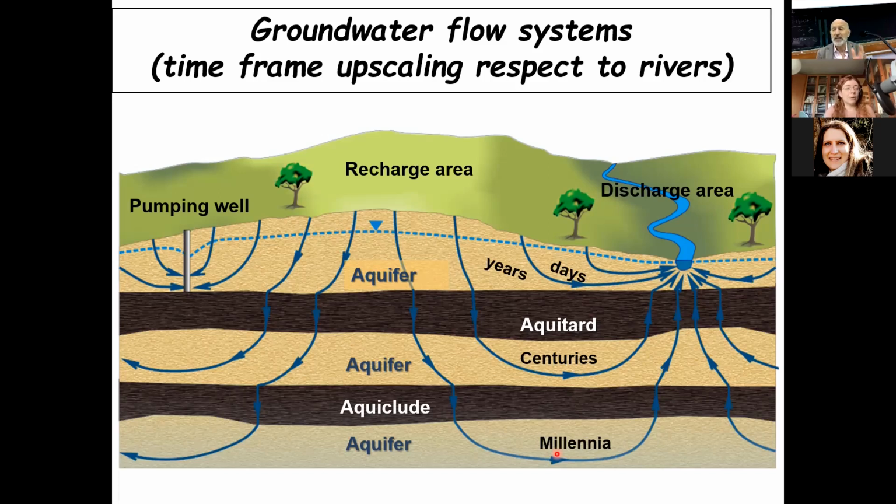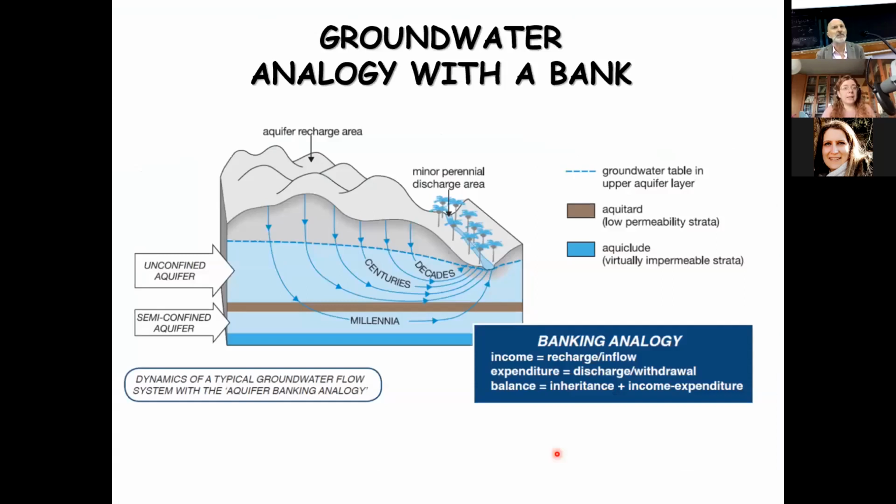But this water could have infiltrated many thousands of years ago, when the climate was very different from the climate of the actual period. This is very important. Groundwater flow is much more retarded in the deeper aquifers with respect to the nowadays climate. You have to reflect upon the fact that groundwater could be considered like a bank.